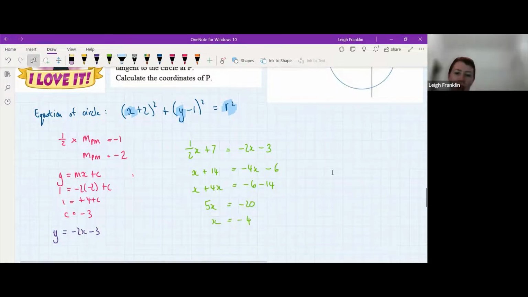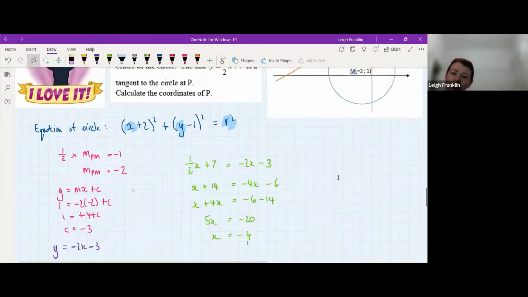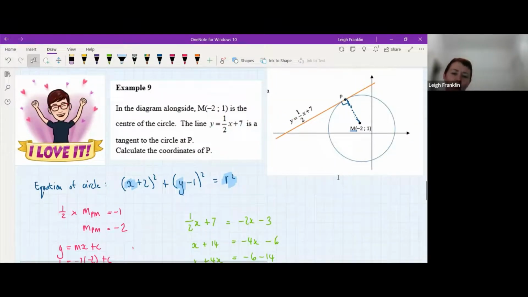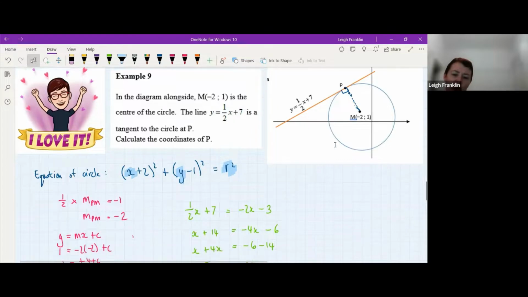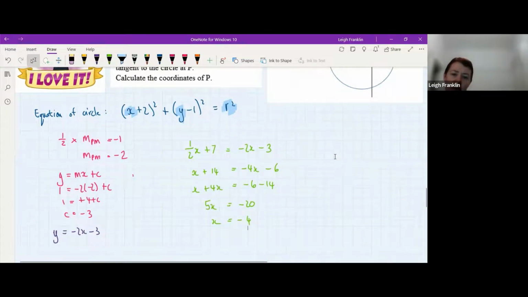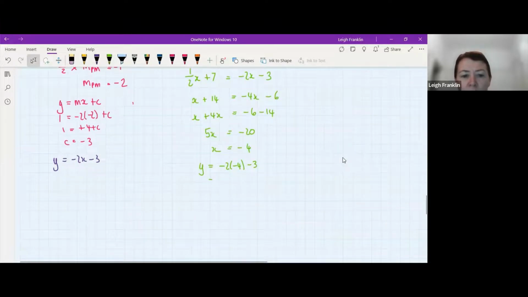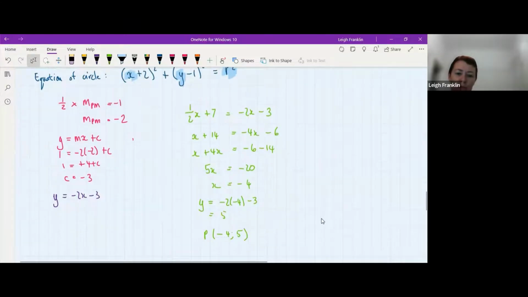So now let's go back and have a look which quadrant we are working in. Okay, so we're in quadrant 2. So we were expecting a negative answer for x. Okay, so that does seem likely. And now we need to go back and sub in order to get y: minus 2 times negative 4 minus 3. So that gives us 8 minus 3, which is 5. So thus we are saying that the coordinates at P will be negative 4 and positive 5.